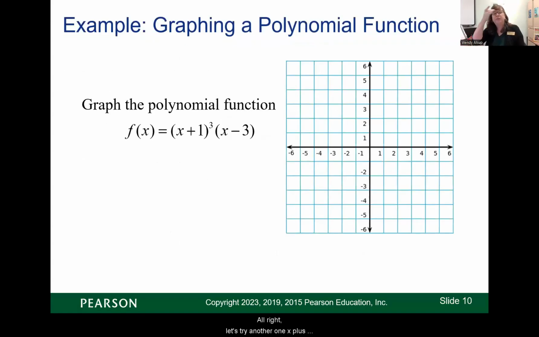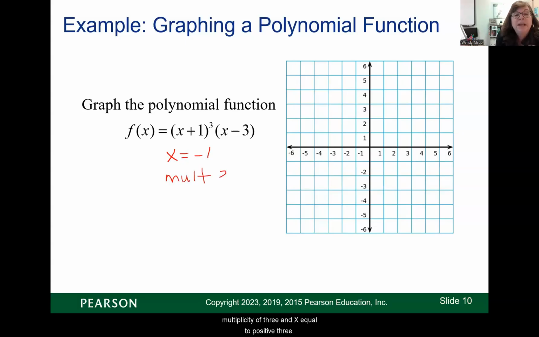(x plus 1) cubed times (x minus 3). All right, if we multiply this out, a couple things we already know about it. Right off the bat, you know that your zeros are going to be x equal to negative 1, with a multiplicity of 3, and x equal to positive 3, with a multiplicity of 1. Those are both odd multiplicities, so it's just going to cross there at negative 1 and positive 3.